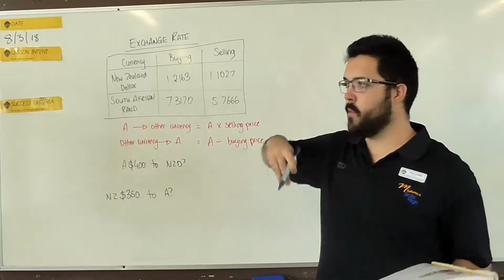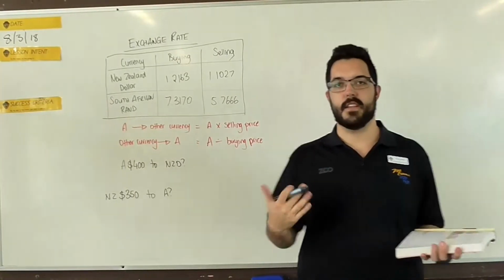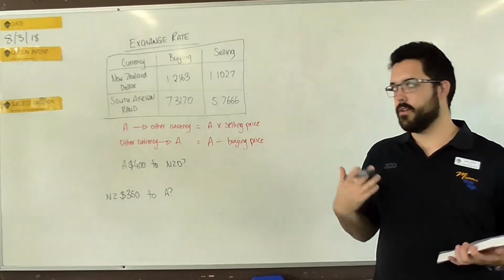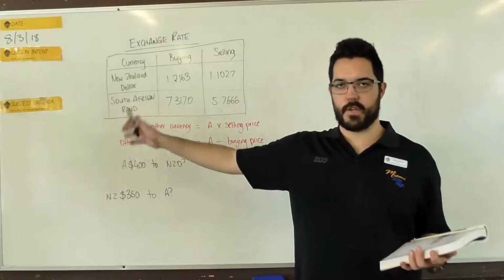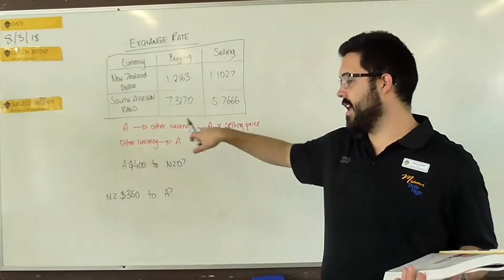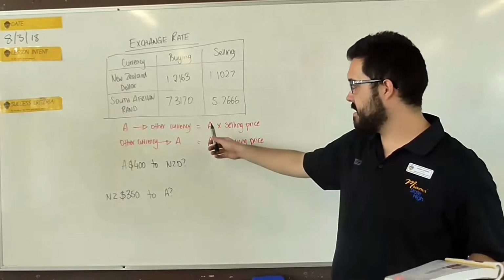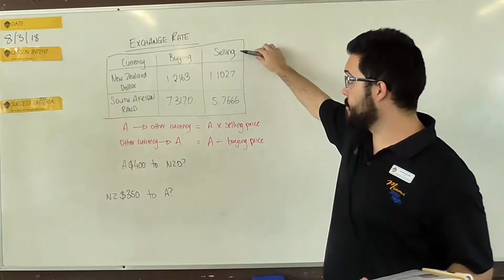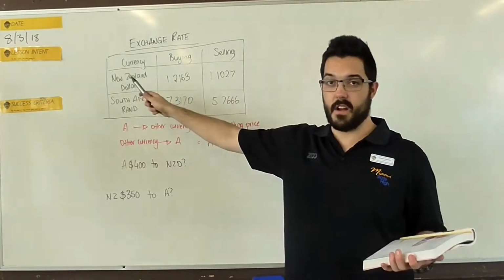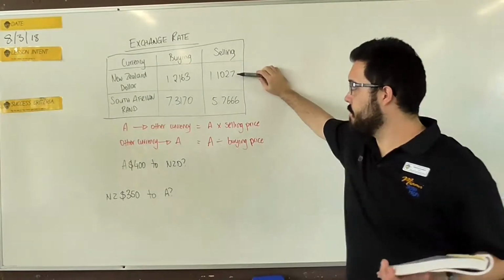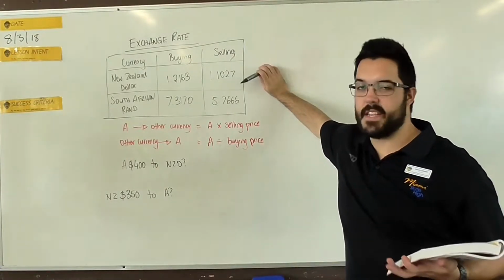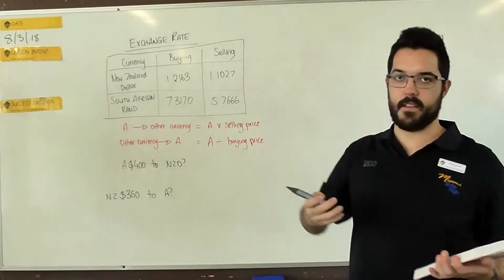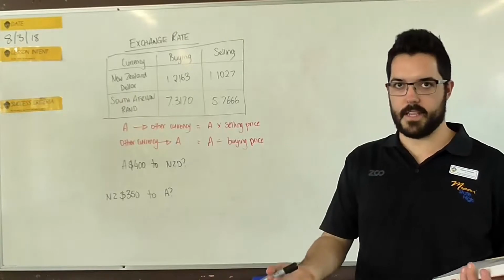Now, what this means is what the bank or the exchange agency or whatever it is are willing to buy or sell that particular currency for. So to contextualise a bit, if I wanted to convert Australian dollars, represented by A, to any other currency, I need to take the Australian dollars, whatever amount I have, and multiply it by the selling price, because they're selling New Zealand dollars at $1.10-ish per Australian dollar. So the bank's selling you currency at that point. You're buying currency, they're selling you currency at that point.